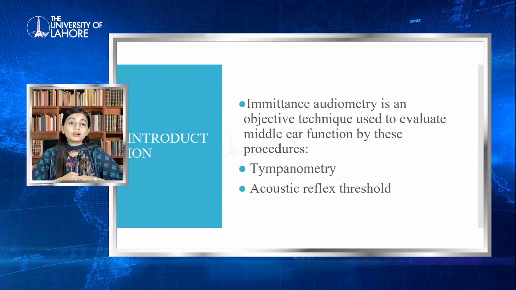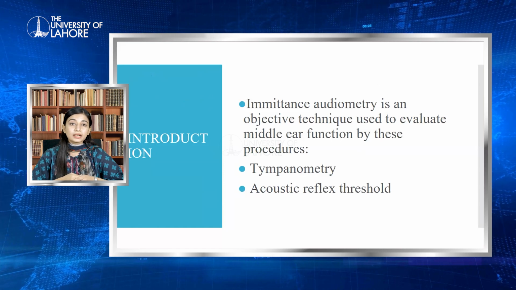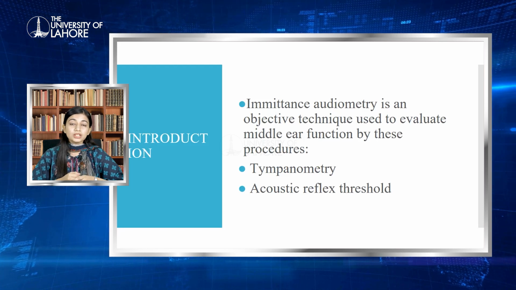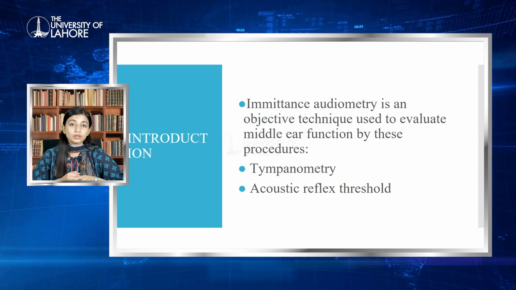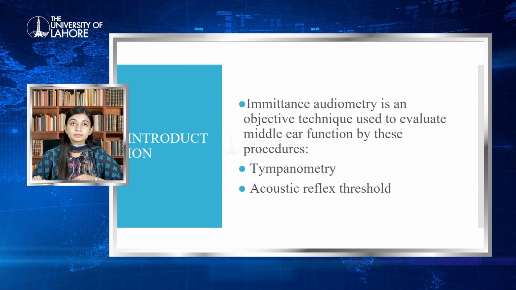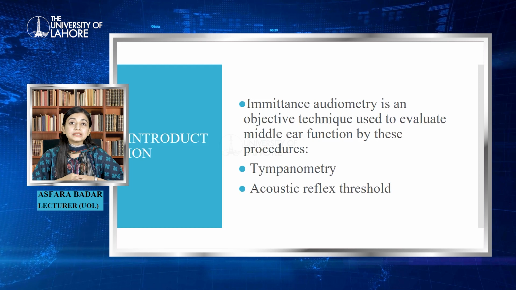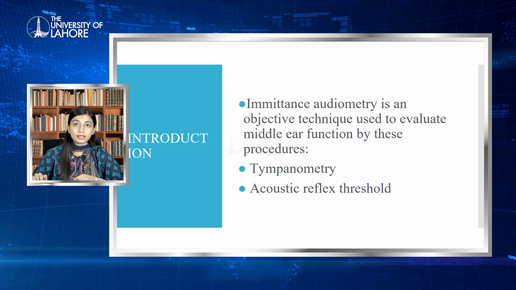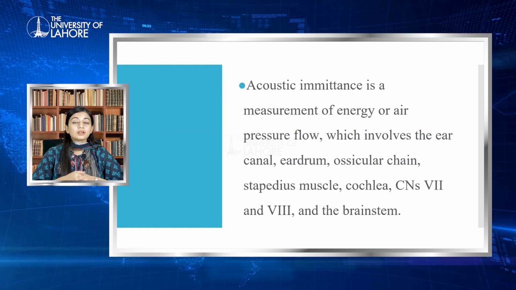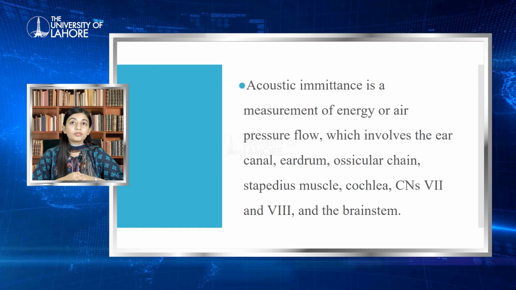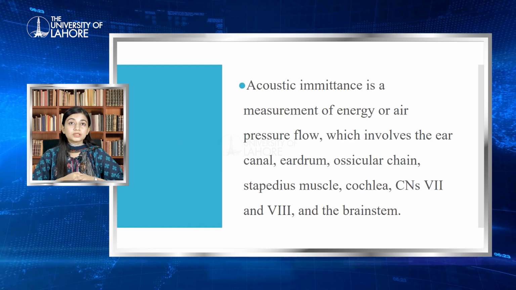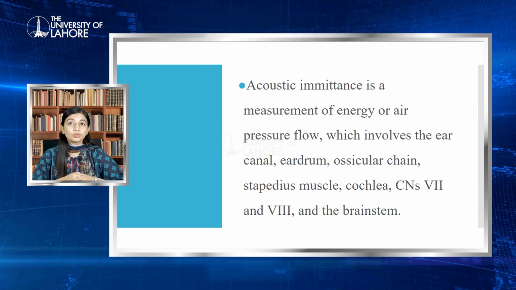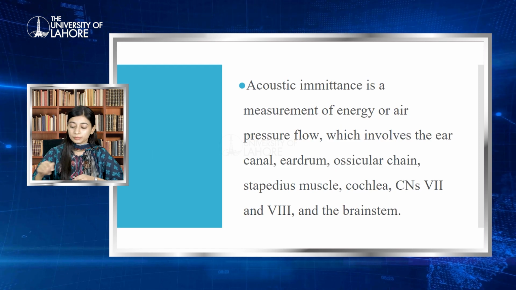What is immittance? Immittance is based on admittance and impedance. Admittance is the ease of flow of energy, and impedance is the opposition to the flow of energy. Immittance audiometry is basically based on two procedures, tympanometry and acoustic reflex threshold. Acoustic immittance is the measurement of energy or air pressure flow, which involves the ear canal, eardrum, ossicular chain, stapedius muscle, cochlea, cranial 7th nerve and 8th nerve, and the brainstem.